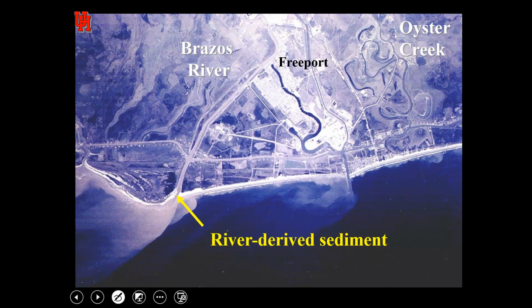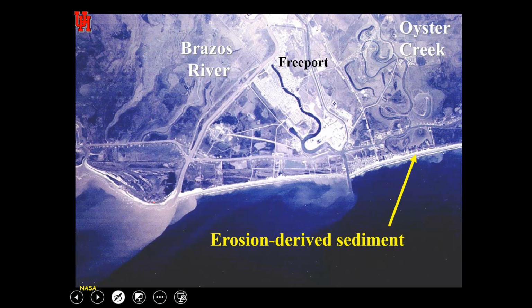Now, in order to look at the distribution of the sediment, let's take an example. Let's look at Freeport, which is near the coast along the Brazos River. Here, by the way, is Oyster Creek. You might remember that as being the ancestral Brazos River before it was abandoned by river avulsion to become the modern Brazos. Today, the modern Brazos comes here, and it introduces sediment at the Brazos mouth to the coast as river-derived sediment. So that's one primary source.